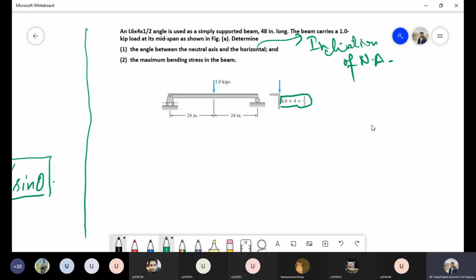Okay, and in the second step we have to figure out the maximum bending stress. That means we have to figure out the point on this angle section where the maximum bending stress is occurring. So the first step obviously is that we have to write down the dimensions of this section. Now let me share the section table with you.